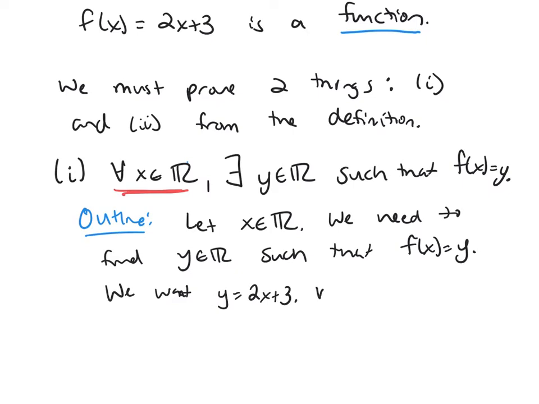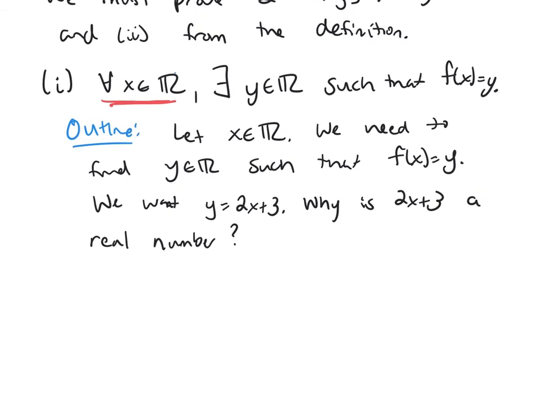So now we just need to know why is 2x plus 3 a real number. Well, if I take a product of two real numbers, it's a real number, and if I add two real numbers together, it's a real number. So now let's write up this proof formally.